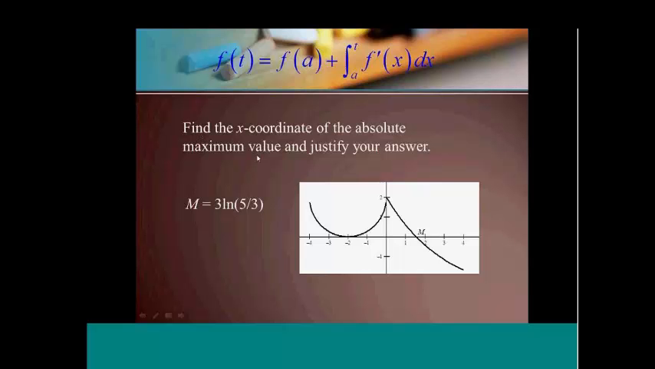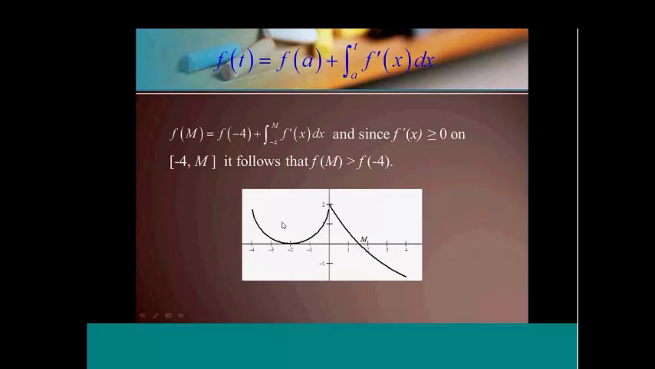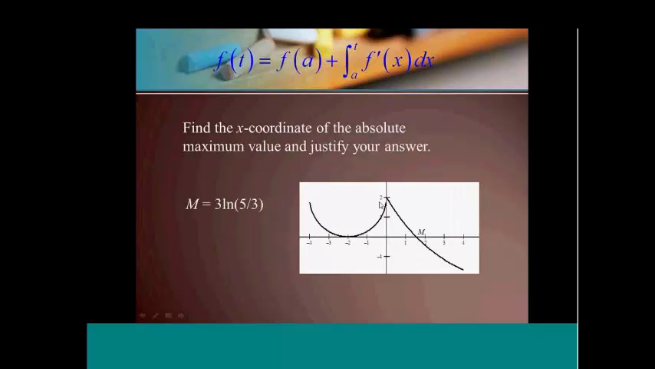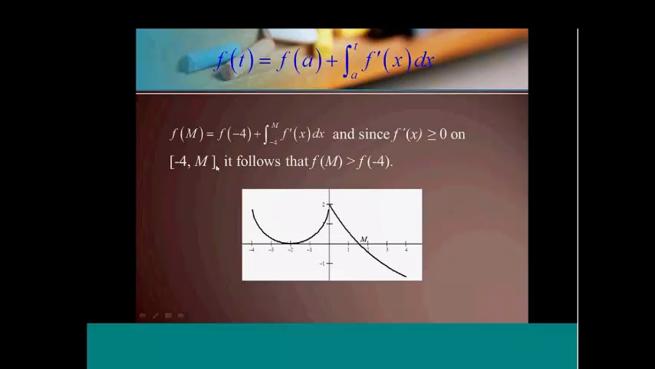Find the x-coordinate of the absolute maximum value and justify your answer. Okay? So again, here's the same graph. This M number, I'm going to use M as the number. They told you the number there was 3 log 5/3, but they already told you that. And, of course, the easy way to do that is to say that the derivative changes from positive to negative at M, and that's the only candidate for a maximum, so therefore that's the maximum value. Some kids did it the long way, but I liked it. Because it's my favorite equation.